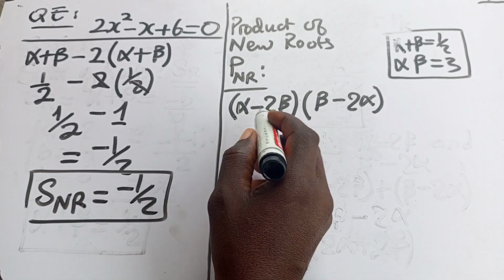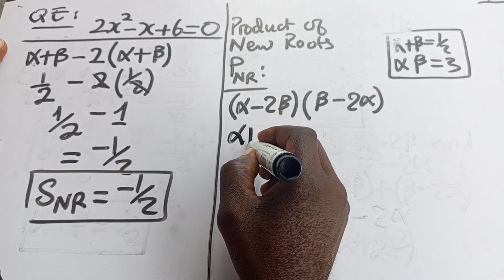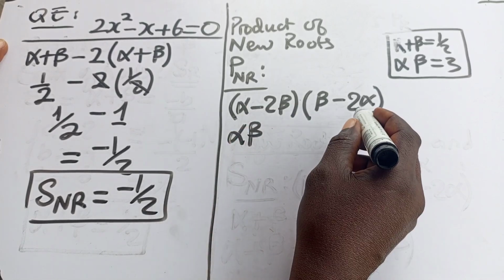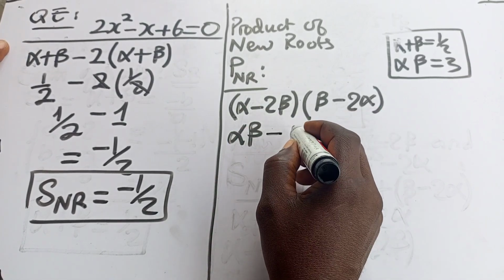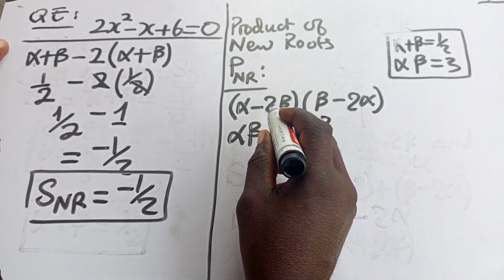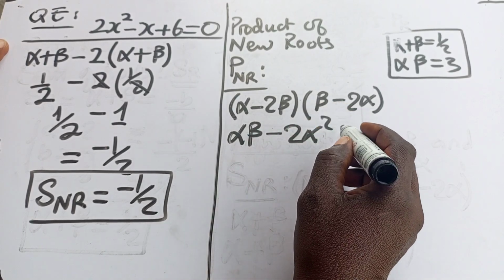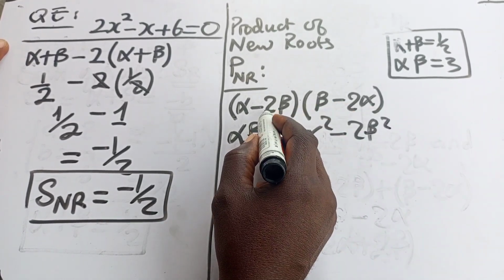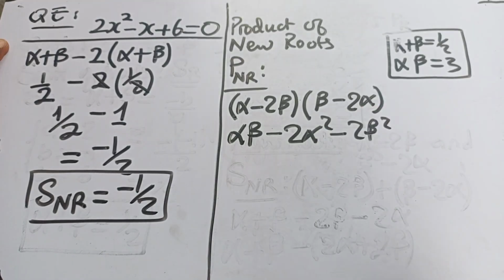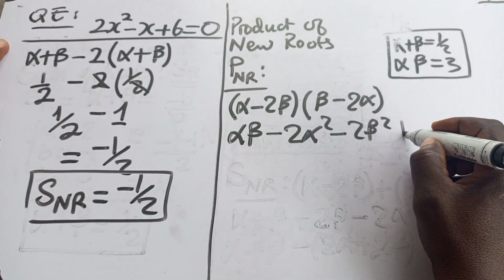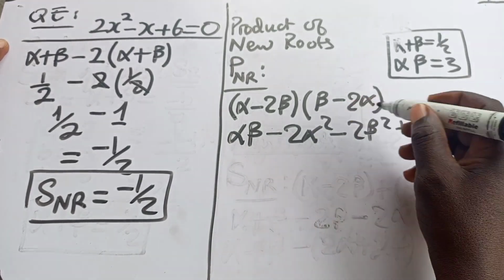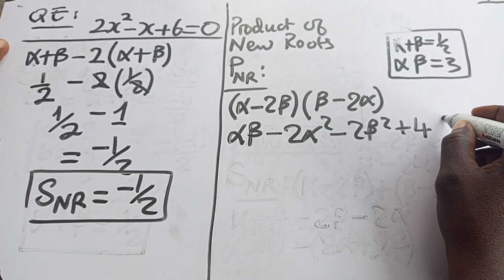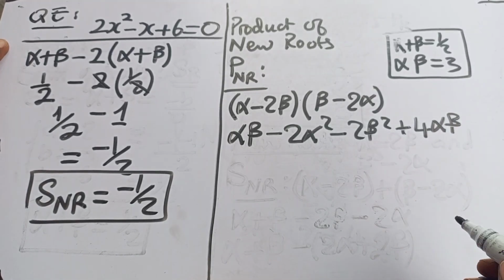All right, so alpha multiplied to beta is alpha beta. Alpha multiplied to negative 2 alpha is negative 2 alpha squared. Negative 2 beta multiplied to beta is negative 2 beta squared. Negative 2 beta multiplied to negative 2 alpha. Negative multiplied by negative is positive. So we're going to have 2 multiplied to 2, 4. Then we'll have alpha beta.